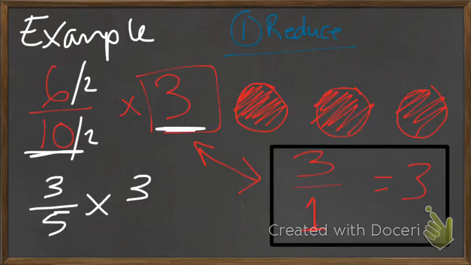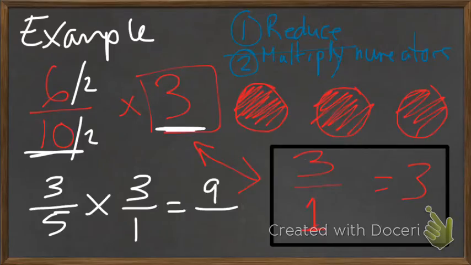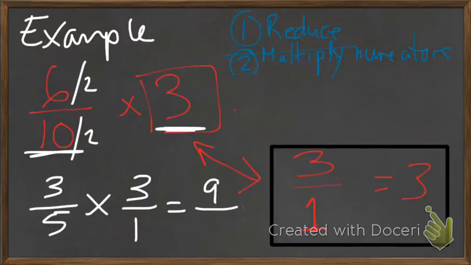Okay? Now our second step. 3 over 1. Our second step is to multiply numerators. So 3 multiplied by 3 gives us 9. And now our last step, step number 3. Maybe I should just erase the pizzas. Bye-bye, pizzas. Our last step is to multiply the denominators.